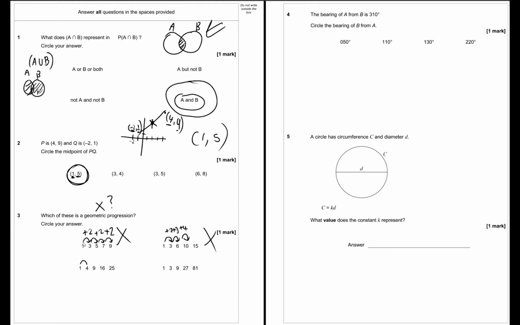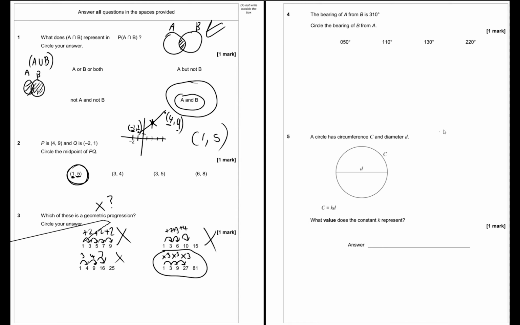What about the next one? We're adding 3, adding 4, adding 7 that time. So we're not multiplying, so it's not this one. But what's happening on this final one? How do we get from 1 to 3, from 3 to 9, 9 to 27? We're timesing by 3 each time. Because we're multiplying, this one is a geometric progression.